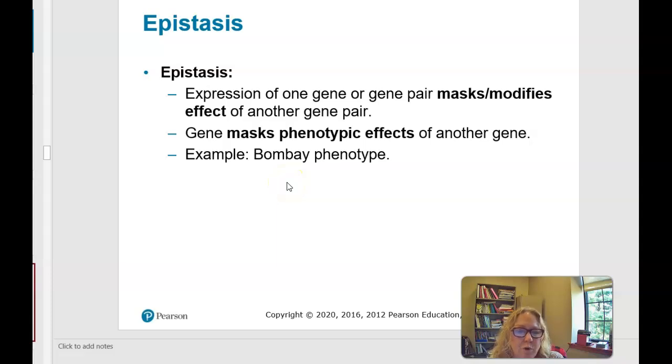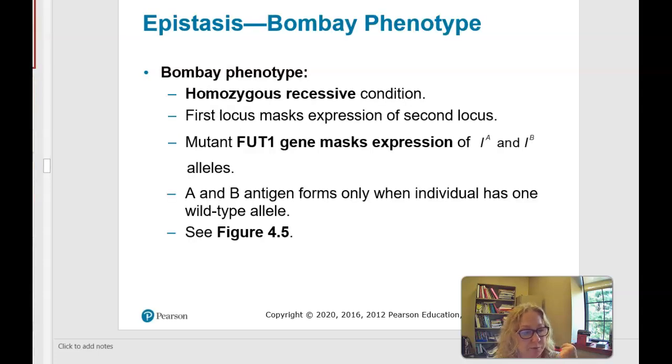Epistasis: expression of one gene or gene pair masks another. Example, the Bombay blood type. Doesn't matter what your real blood type is. If you have this Bombay blood type, it's epistatic. It means it masks the other ones. It's epistatic to other ones. This is the Bombay blood type, which we already talked about.